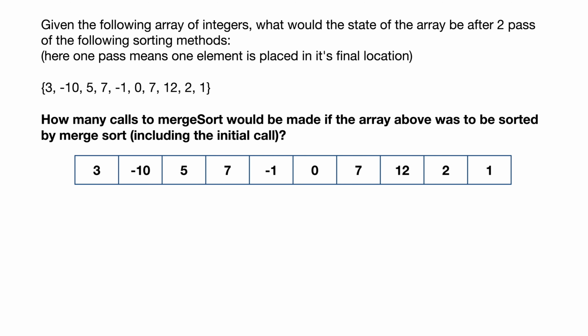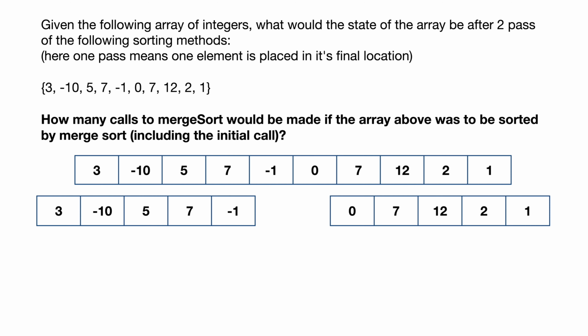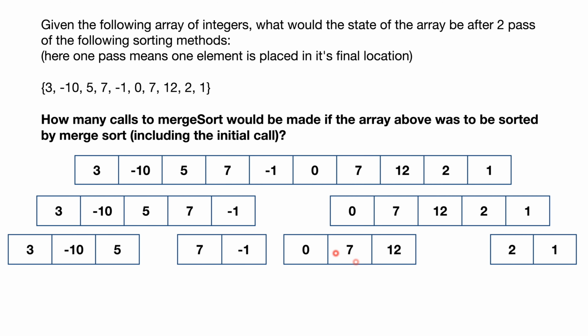So then the final part of this question asked how many calls to merge sort would be made if the array above was to be sorted by merge sort. So we want to include the initial call. So the initial call is to this array. And remember, merge sort splits the array in half every time until we get down to arrays of size 1, right? Or ranges of size 1. And then it starts returning and merging those. So this is the first call, and it's going to make 2 calls to these 2 subarrays, right? Each of those is going to make 2 calls to these 4 subarrays, right?